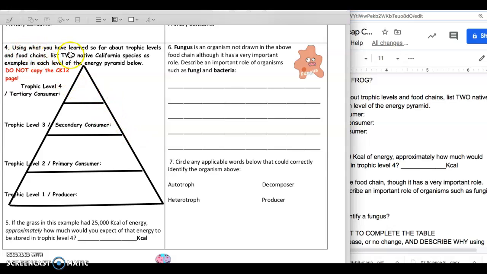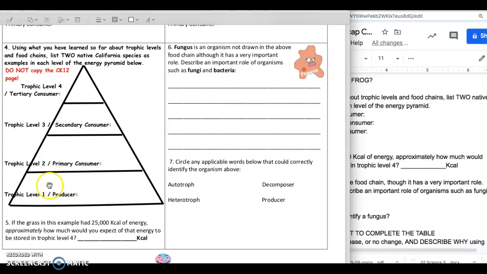It says, using what you have learned so far about trophic levels and food chains, list 2 native California species as examples in each level of the energy pyramid below. So you're going to do some Googling. You're going to look up, first of all, you're going to think about what kinds of animals would go in these pyramid levels, okay?